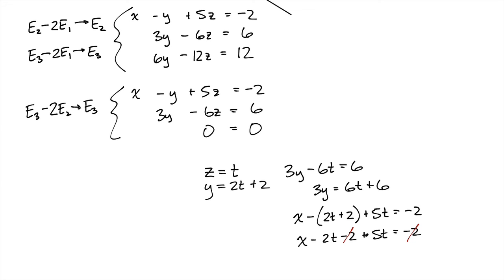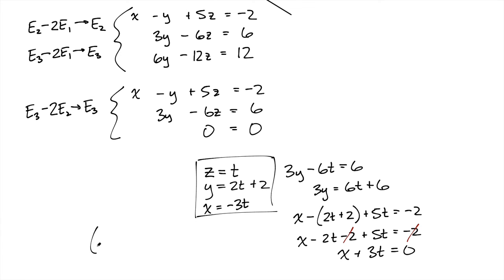If we combine negative 2t plus 5t, we have just plus 3t. So x plus 3t equals 0. And then subtracting 3t from both sides, we get x equals negative 3t. And so that is our solution in terms of that parameter.